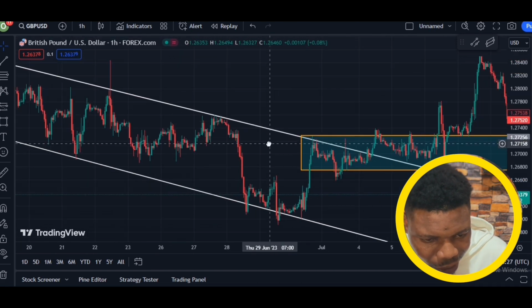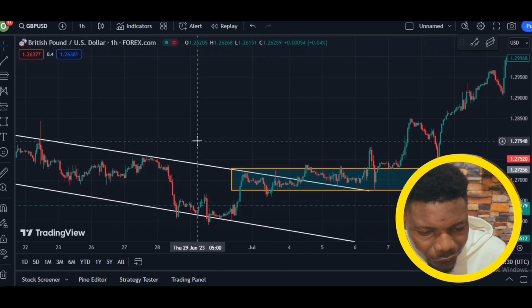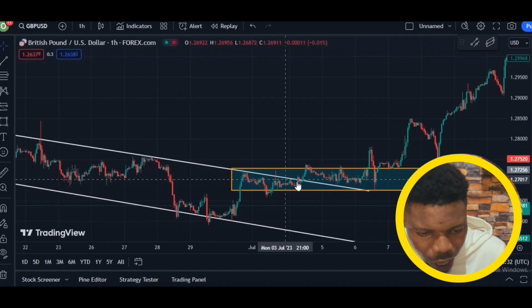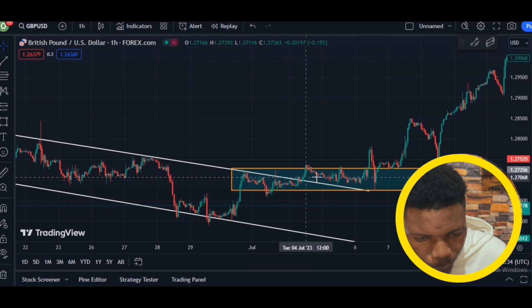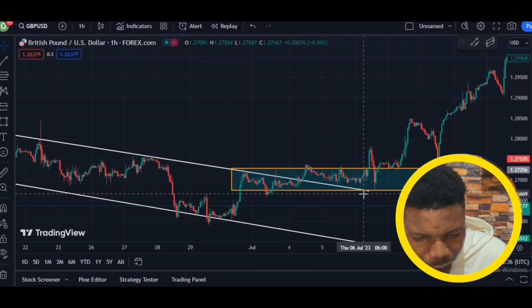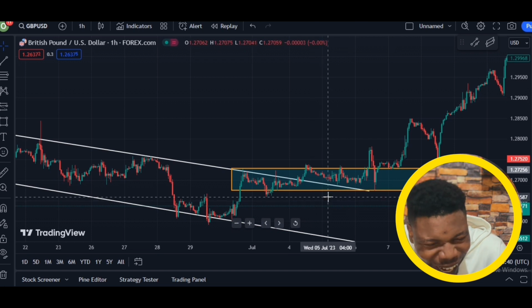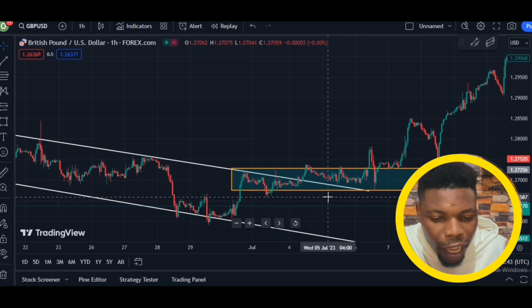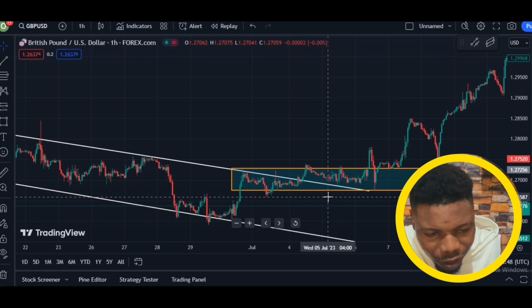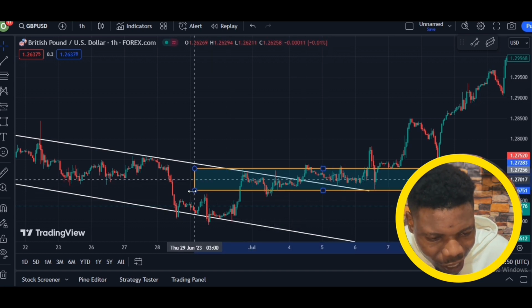So, were all our conditions met? Here you can see it broke the supply, then it came back to retest. So you could enter anywhere from here and put your stop loss below that supply zone. That's all. Let the trade run. Very simple and easy, guys. Nothing more, nothing less. Understand?